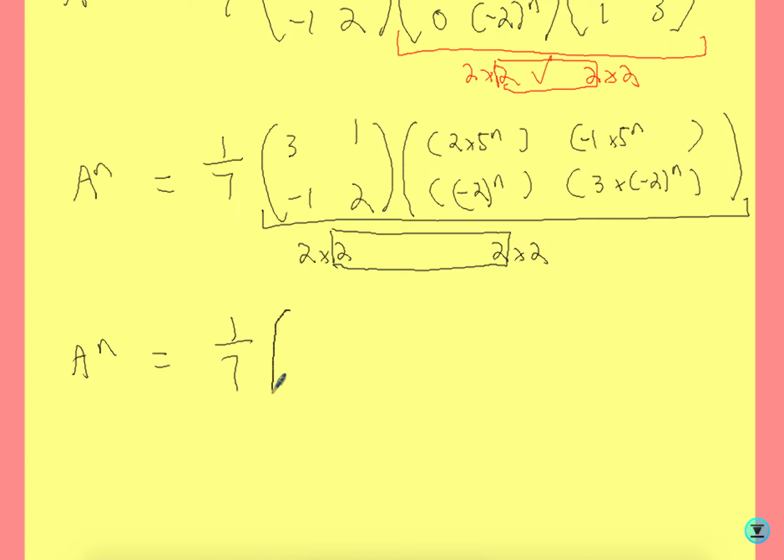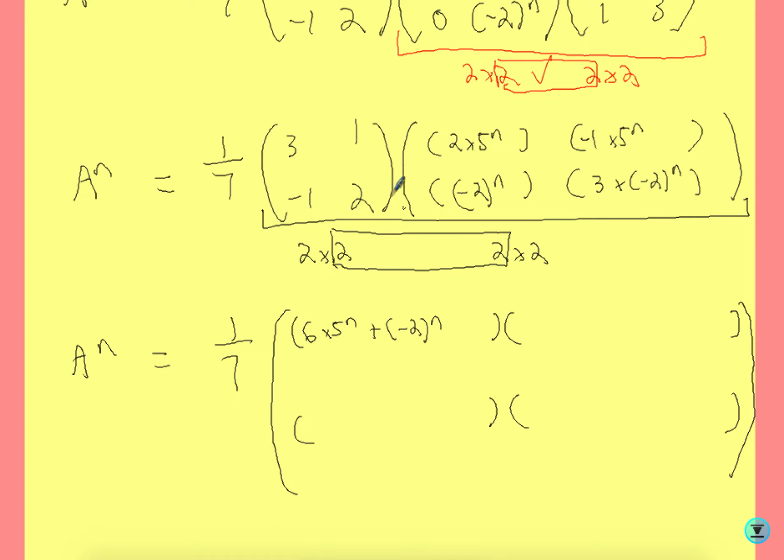I reckon this is going to be a much wider matrix so I can fit my elements in. I'm just going to write my elements like this. So that's 3 times 2 times 5 to the power of n. So that's 6 times 5 to the power of n plus 1 plus negative 2 to the power of n. It's that times that, sorry, that times that plus that times that.